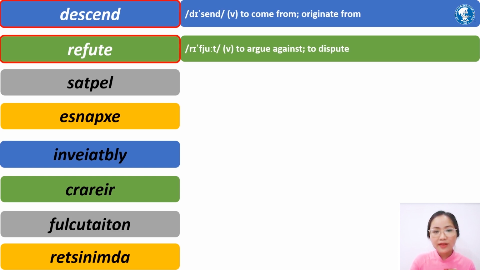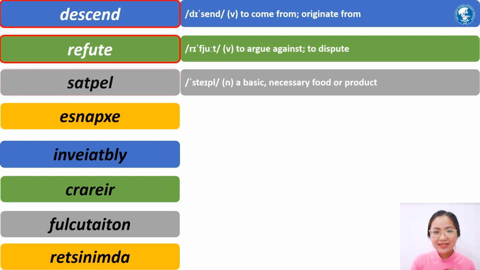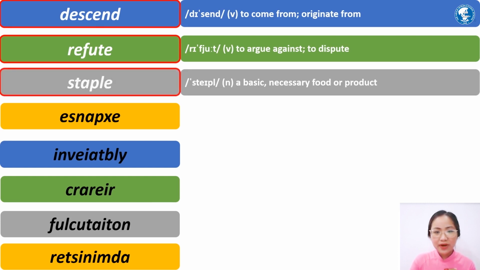Can you get what the third word is? Wonderful. It is staple. Staple is a basic, necessary food or product. So now, I want you to list the food staple in our daily life. What are they? They are broccoli, wheat, milk, and vegetables.